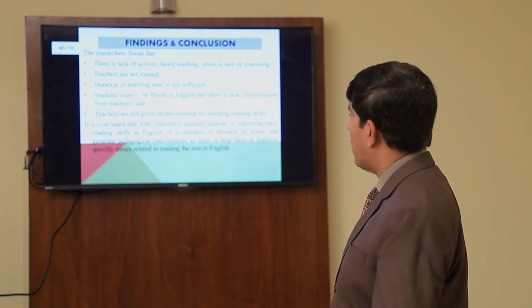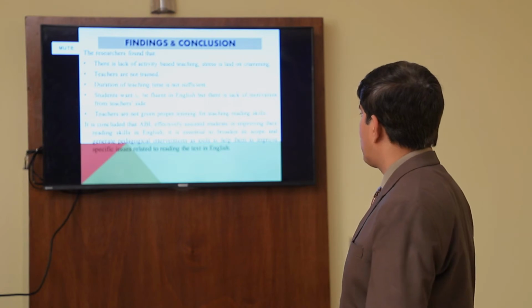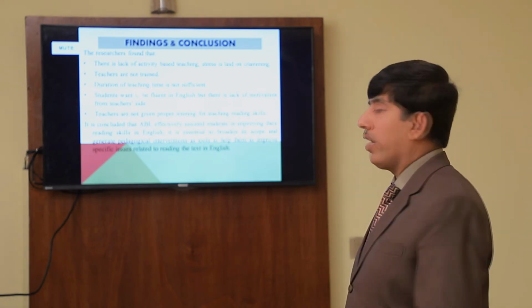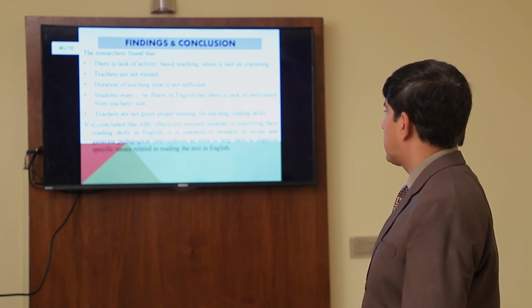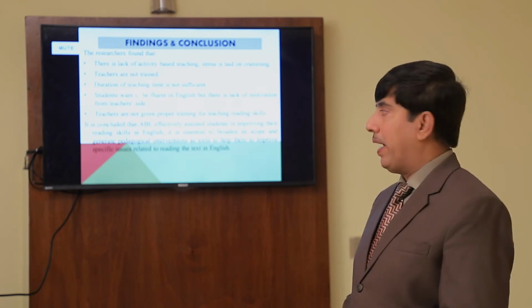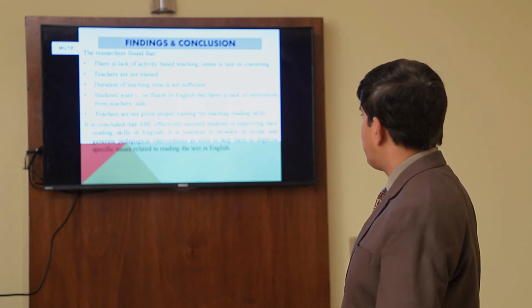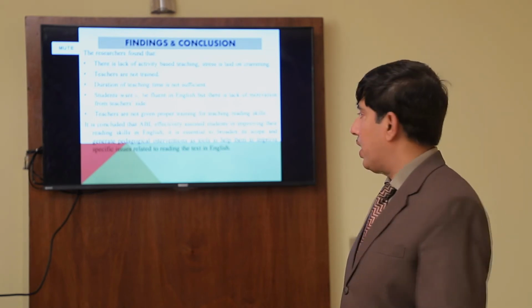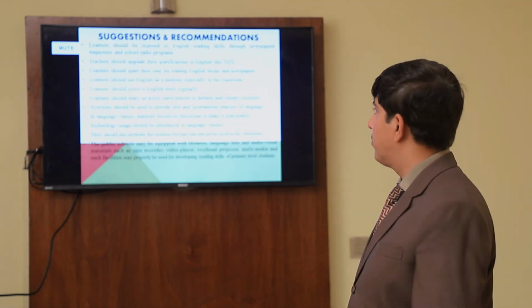It is concluded that activity-based learning effectively assisted students in improving their reading skills in English. It is essential to broaden its scope and generate pedagogical interventions as tools to help them to improve specific issues related to reading the text in English.